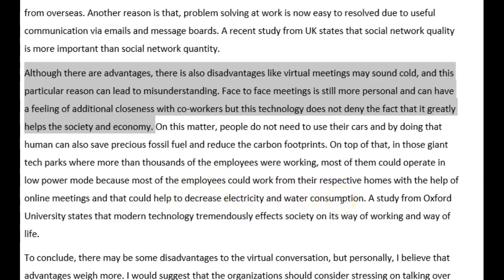Okay. "A study from Oxford University states that modern technology tremendously affects society on its way of working." I would have said "in." And way of life. All right, how about this? "In its way of working and life."